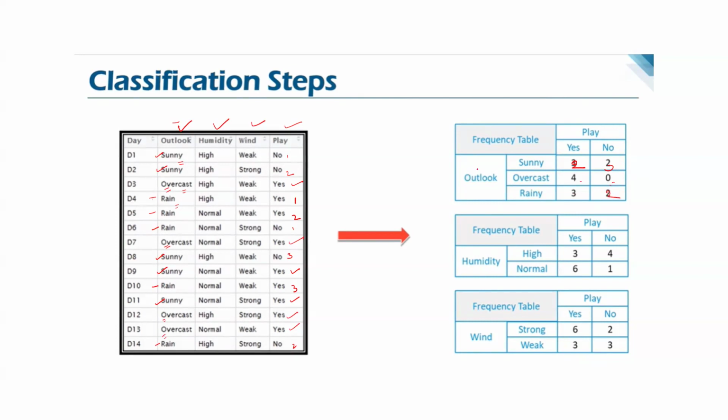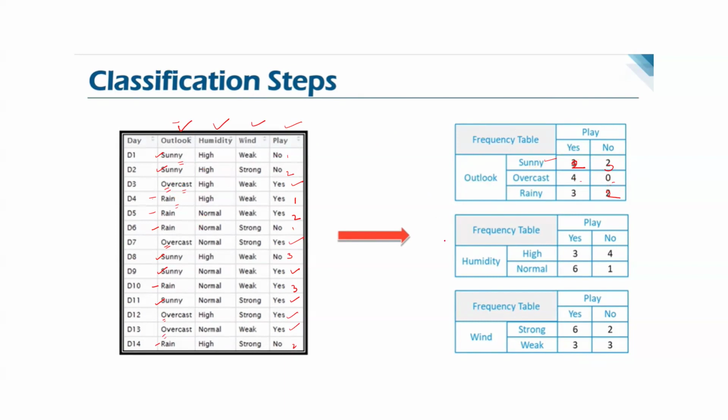In this way, for each and every attribute and its corresponding values, we have to construct the frequency table. We have two class labels, yes and no. For each particular value, we have to make a note of how many yes and no in this table. This is how we construct the frequency table.